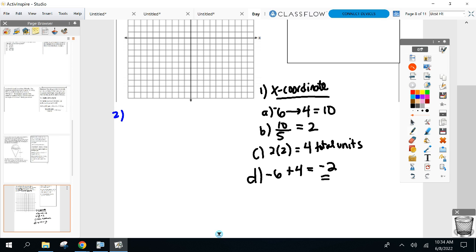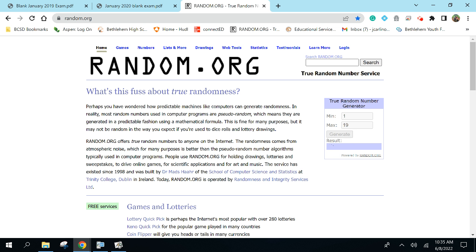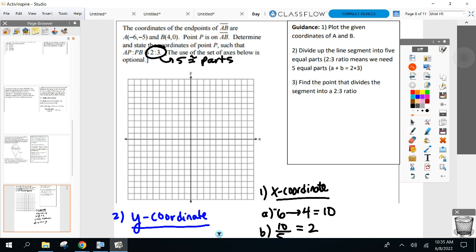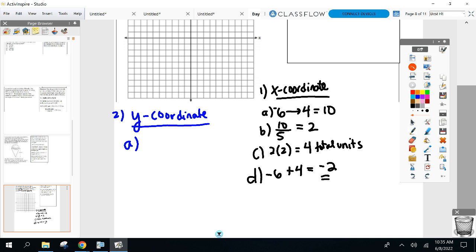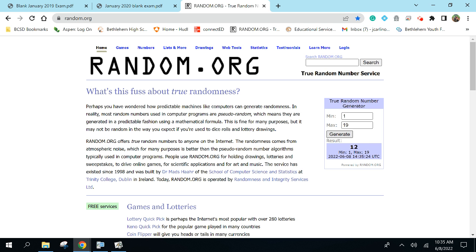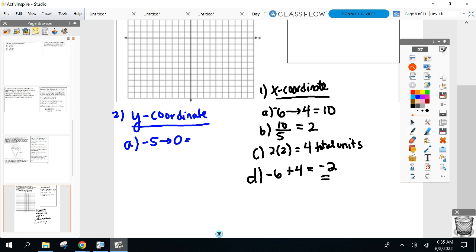Now, it's the same exact process to find the y-coordinate. Now, look at the y-coordinates. Tell me what they are. Identify them. Okay, everyone ready? -5 to 0. How many units is that on the y-axis? You start at -5, go up to 0. How many units? 5 units.